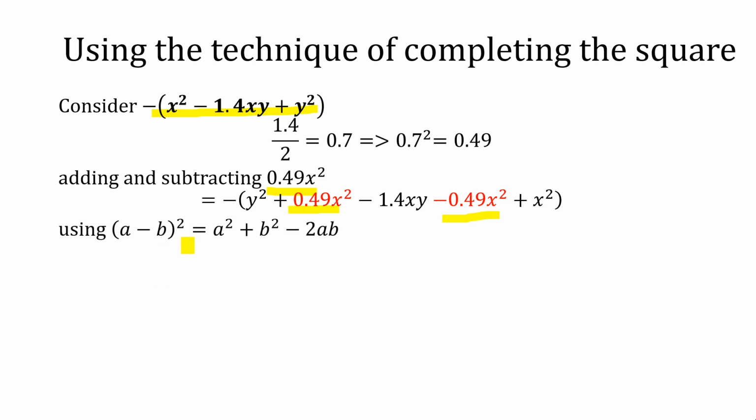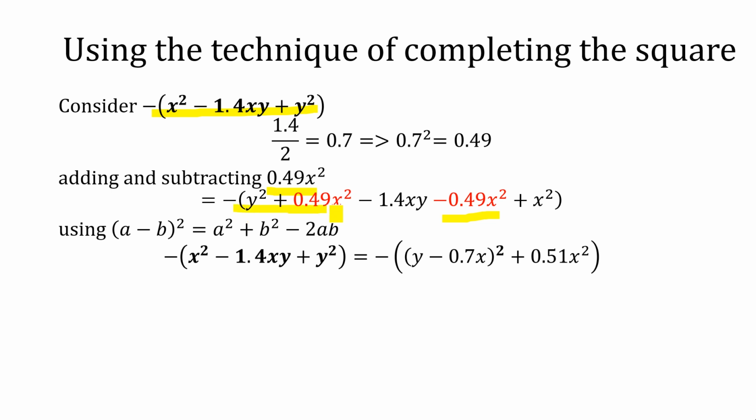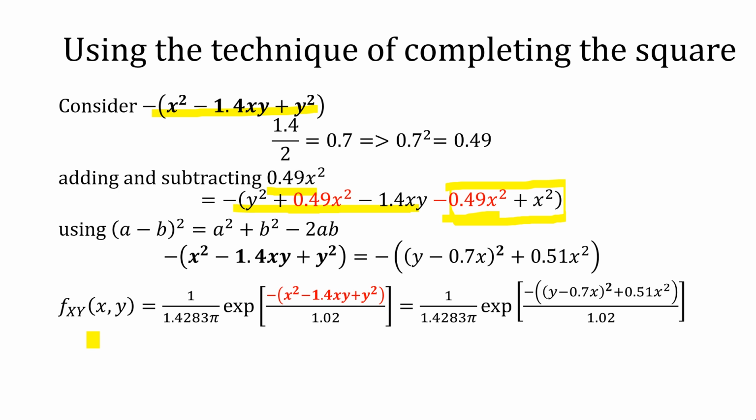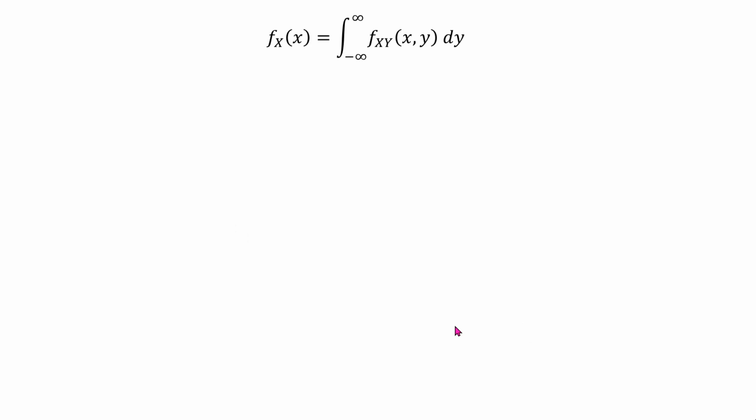So let us make use of the a minus b whole square formula. The first three terms are in this form, with y in the place of a and 0.7x in the place of b. So the first three terms can be written in the y minus 0.7 x whole square format. And these two terms, 1 minus 0.49, can be written as 0.51 x square. As a result, the given bivariate PDF can also be written in this format if we want to calculate fx of x.